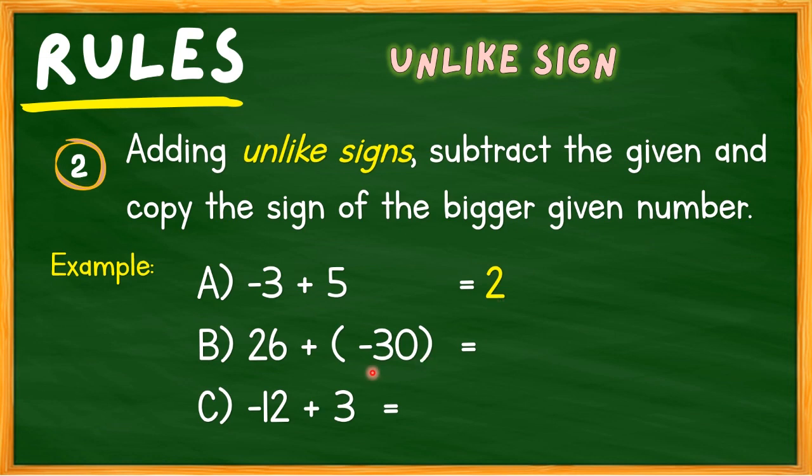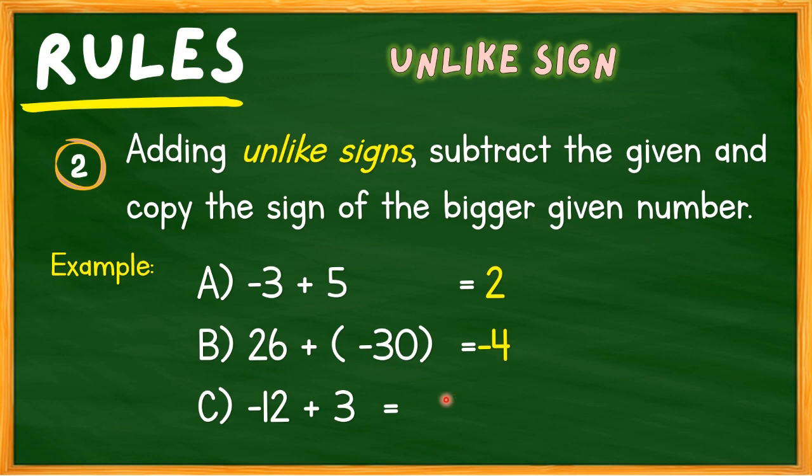Next, we have positive 26 plus negative 30. Again, positive 26, negative 30. Therefore, unlike sign. First you're going to subtract 30 minus 26. The answer must be 4. Then why should it be negative? Because the higher number or the bigger number is 30. The sign of 30 is negative, therefore this should be negative 4.